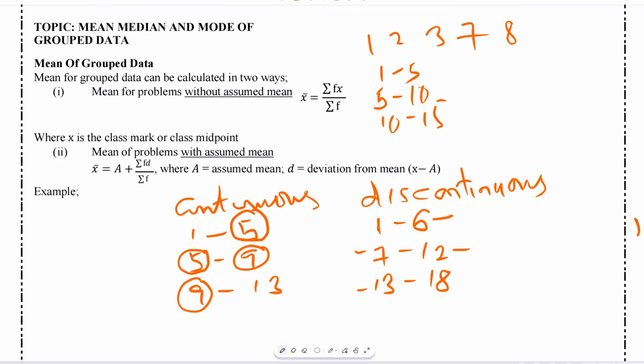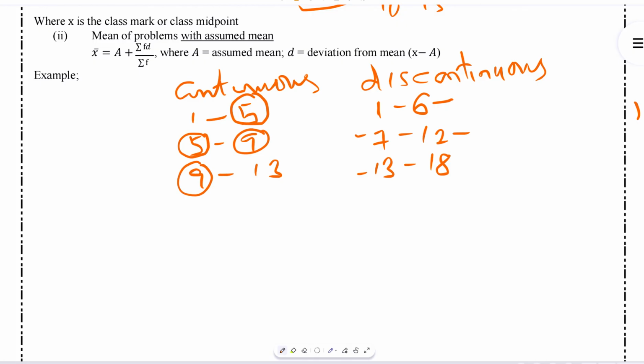So what is the formula for grouped data? Under the grouped data we have two formulas also. We have when we have assumed mean and without assumed mean. So this particular first video will be on both. All right, look at the first formula here. The first formula is what? X bar equal to summation fx over summation f.